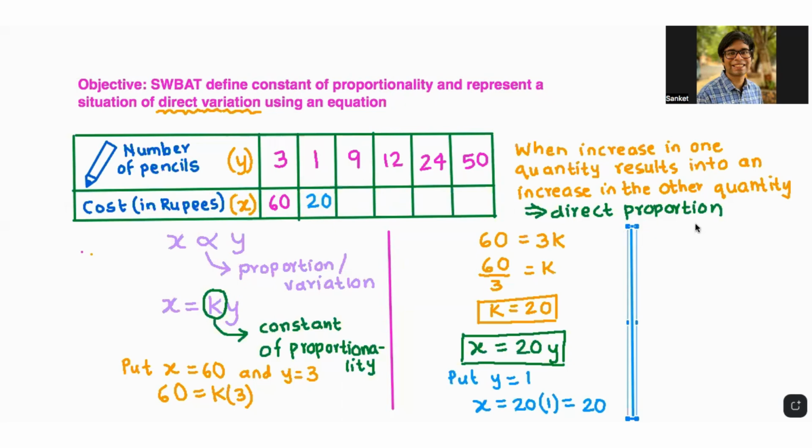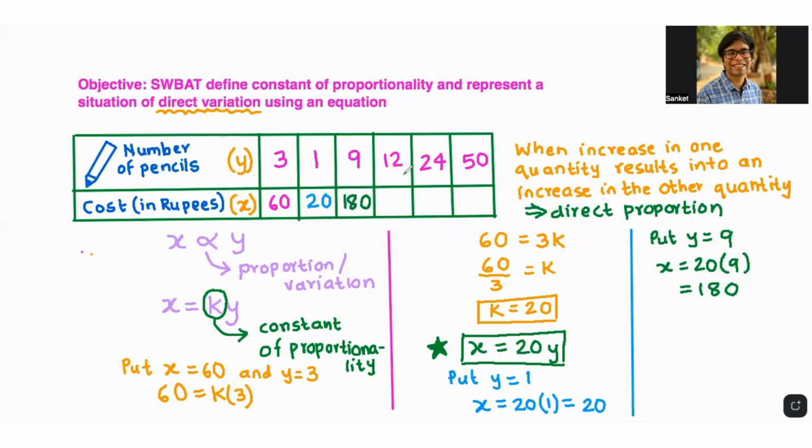Next, I want y is equal to 9. So I'm going to put y is equal to 9 into this equation. This is my equation of variation, which I'm going to keep using. Right? So x is equal to 20 times 9. That is 180. So when I buy 9 pencils, they are going to cost me 180 rupees.